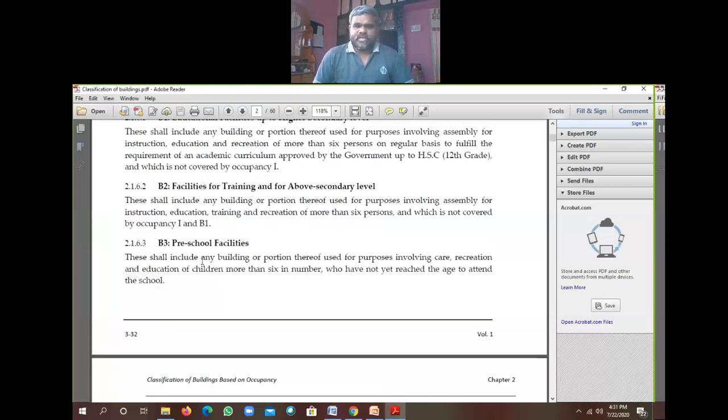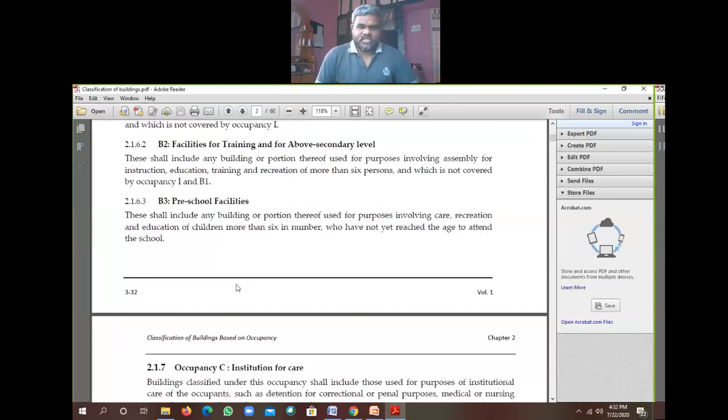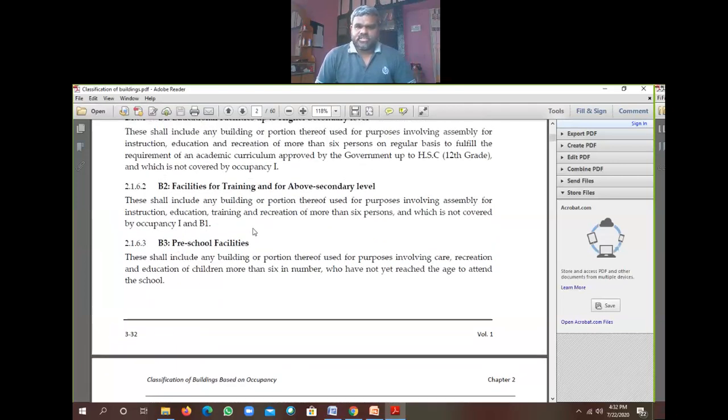B3 shall be any building or portion thereof used for purposes involving care, recreation, and education for children more than six in number who have not yet reached the age to attend schools, meaning preschools, right? So LKG, UKG, nursery, those buildings, right? So educational buildings are again further subdivided into three.